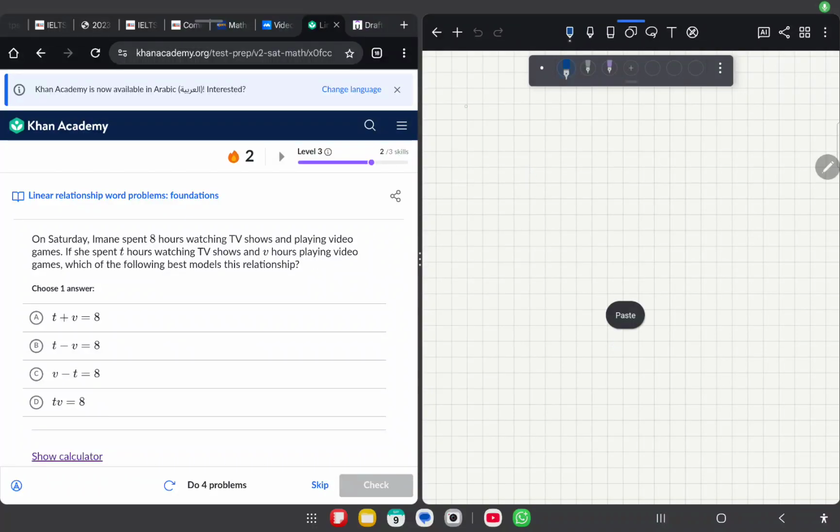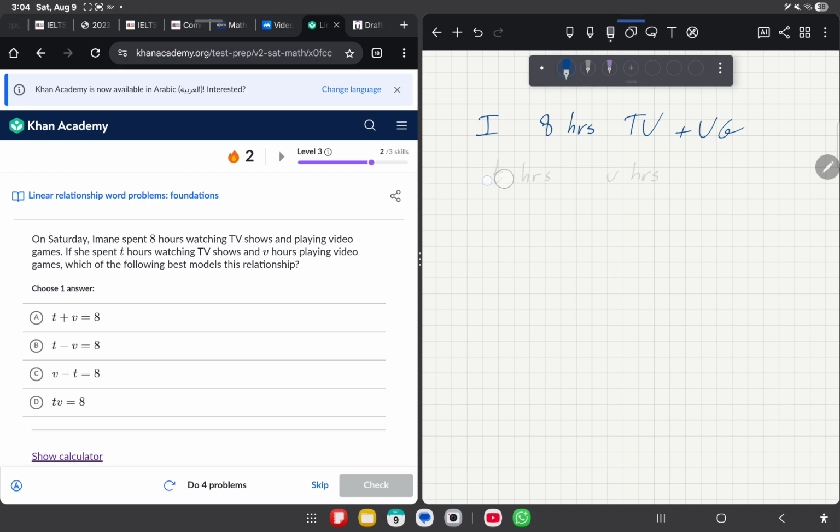Students, so let us start studying linear relationship word problems. On Saturday, Iman spent 8 hours watching TV and playing video games. If she spent T hours watching TV and V hours playing video games, which of the following best models the relationship?